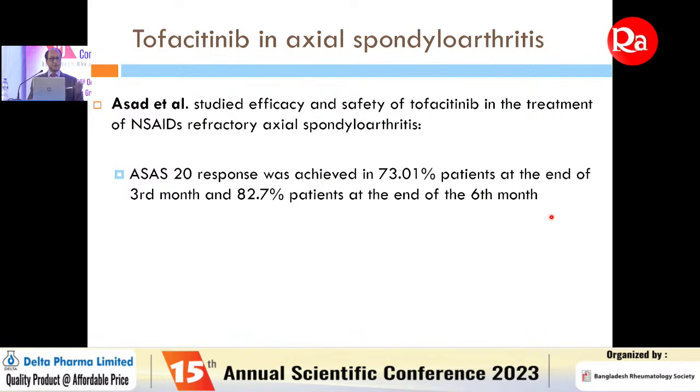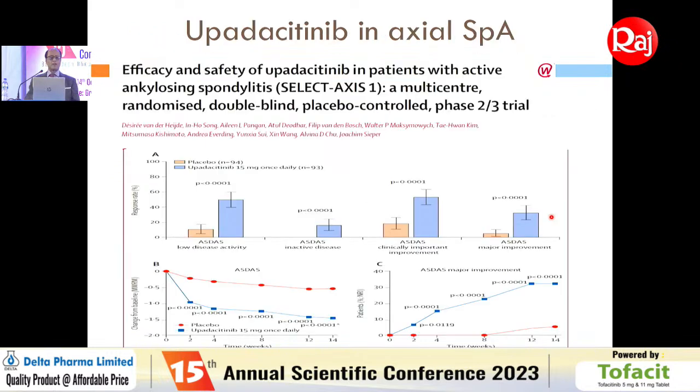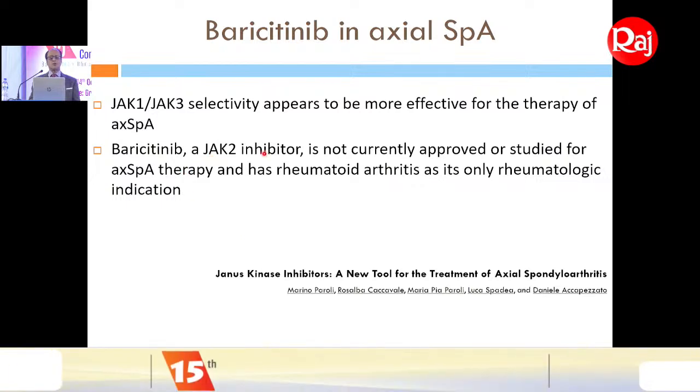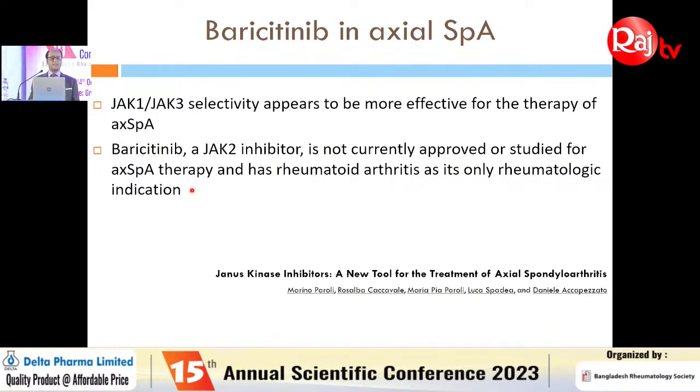Dr. Asad, he is not here. He worked under the guidance of Professor Nazrul, and they have seen that tofacitinib is effective in these cases. There are a lot of studies, but we have one, that's why I am citing this example. And what about upadacitinib? Again, there are lots of studies, and in a nutshell I am telling you it is found to be effective. And what about baricitinib? Not yet recommended. It is principally JAK2, but JAK1 also, and it is not currently approved or studied for axial SpA. However, in the near future, maybe its potency may be there.